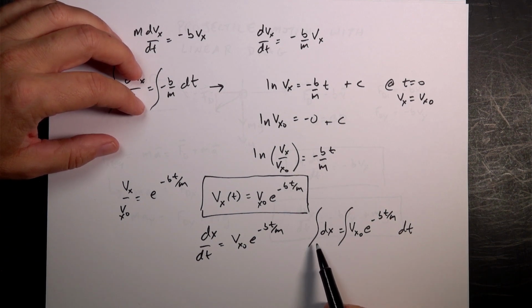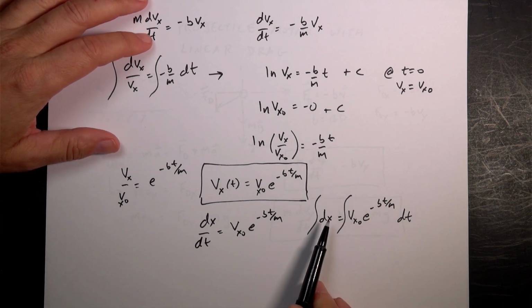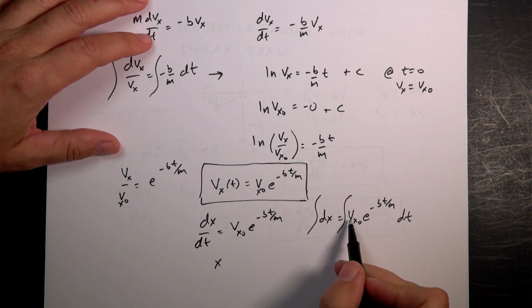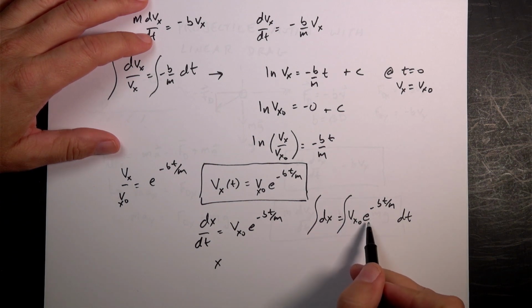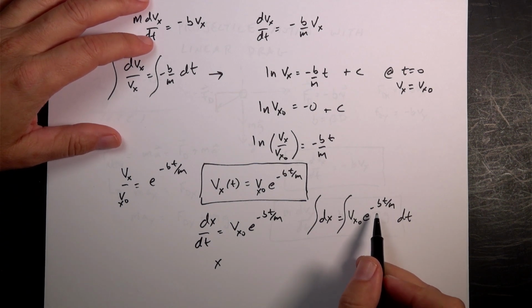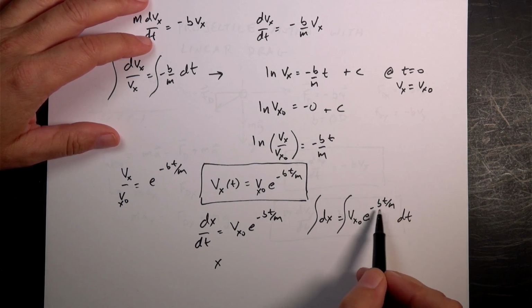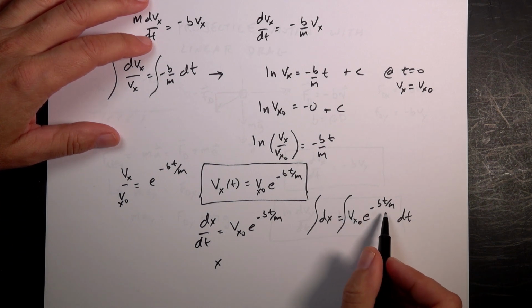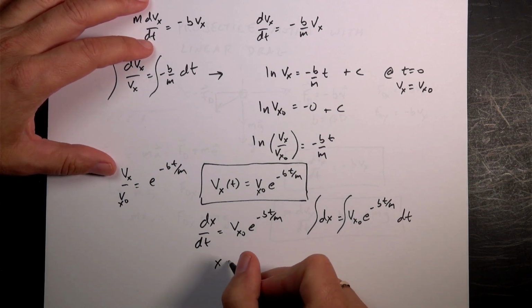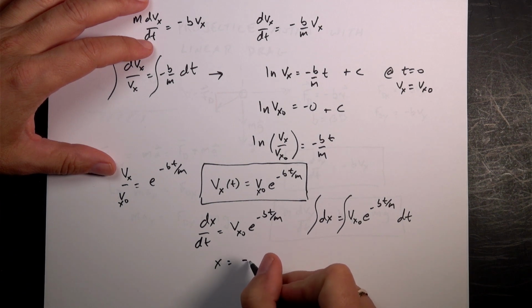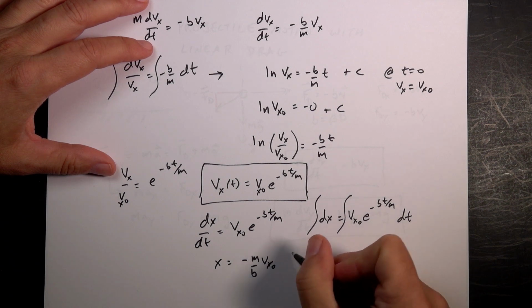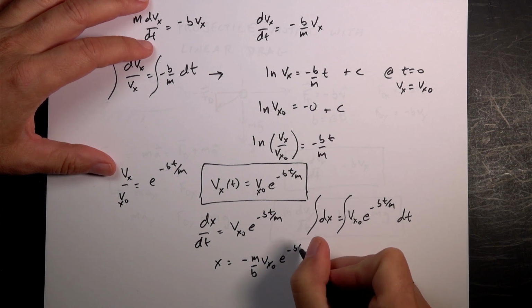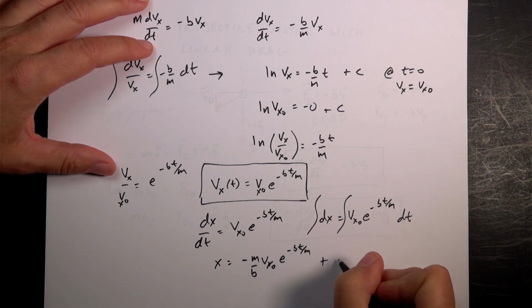Indefinite integral on this side, so this is going to be just x. And then over here, I'm going to get the integral of the exponential is the exponential because the derivative is the same. But I have to take care of this term here because if I went backwards and took the derivative, I'd get a negative b over m. So I have to include that negative m over b. So I get negative m over b vx0 e to the negative bt over m plus c.